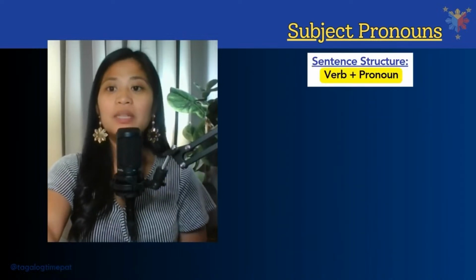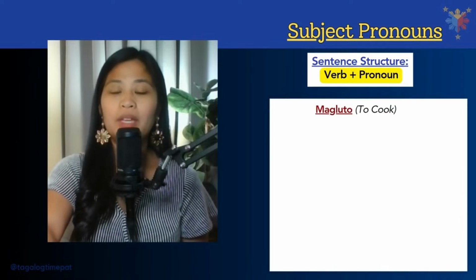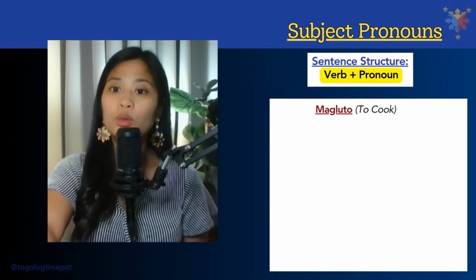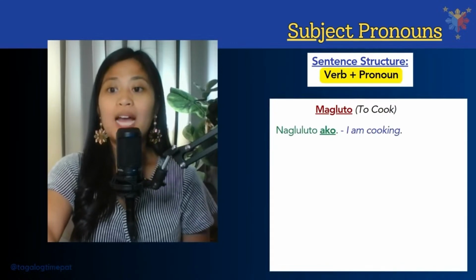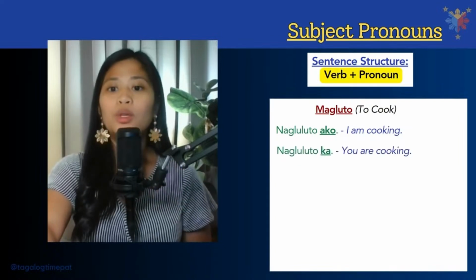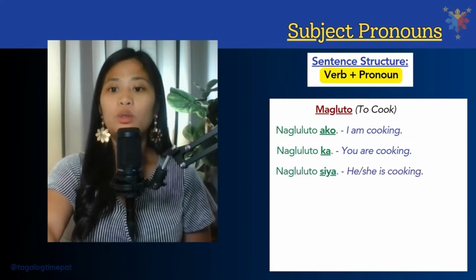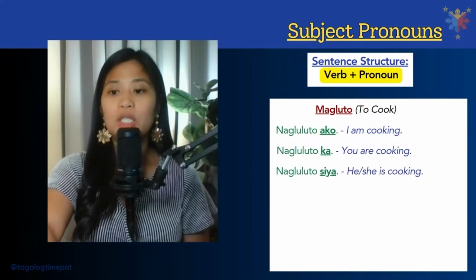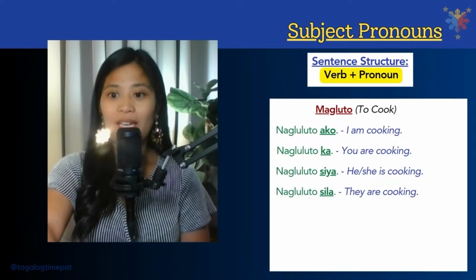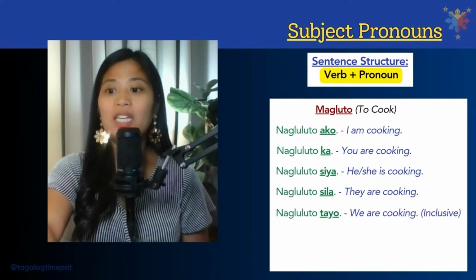Okay, now the simplest sentence structure is verb plus pronoun. If we take a look at the verb to cook, in Tagalog it's magluto. So if you want to say I am cooking, it's nagluluto ako. Or you could say nagluluto ka, you are cooking. Nagluluto siya, he or she is cooking. Nagluluto sila, they are cooking. Nagluluto tayo, we are cooking, inclusive.